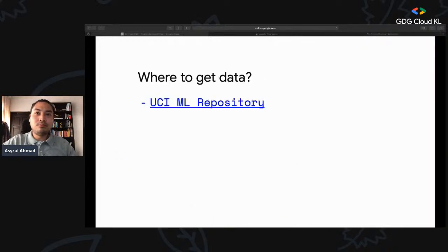And if you don't want to get into trouble stealing data, you can get it from here. UCI ML repository. I left it as a link over there. It's public data. You can use them. We used it in our university studies.